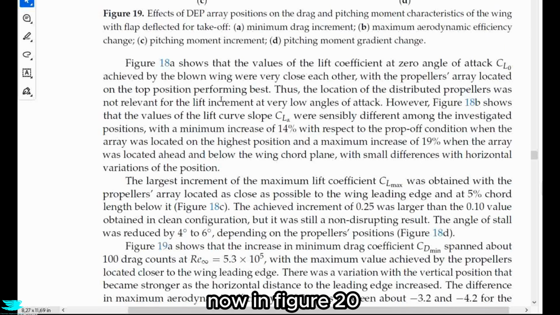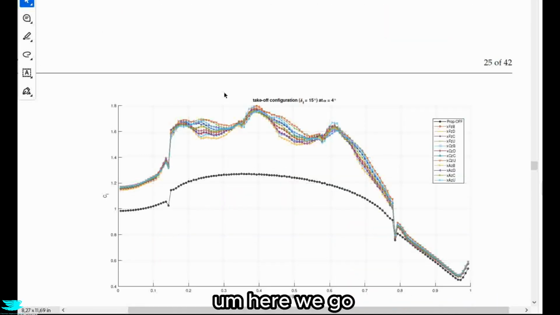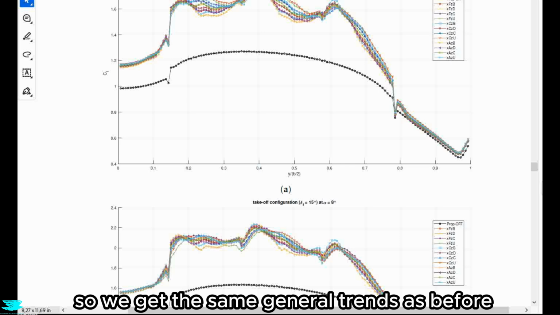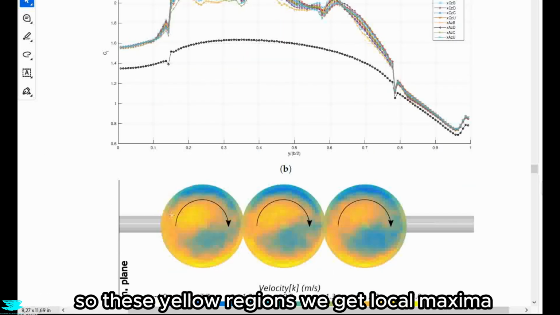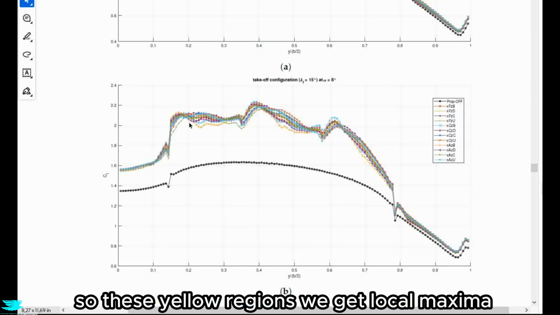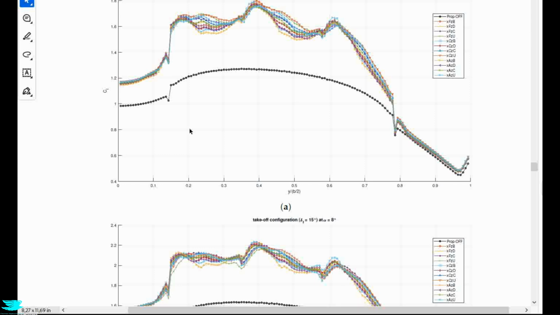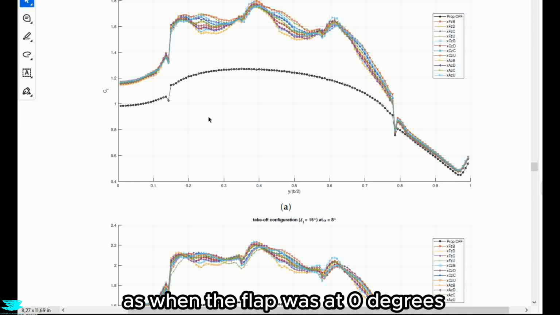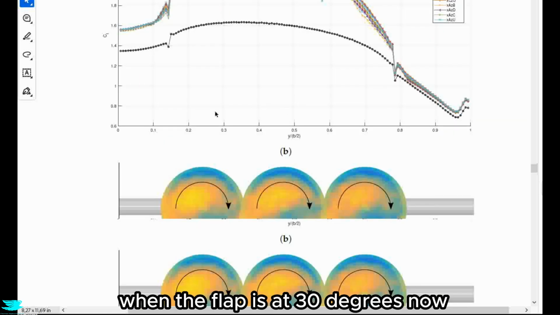Now in figure 20, we see the local lift coefficient production along the wing. So we get the same general trends as before, where in the regions where the flow is being upwashed, so these yellow regions, we get local maxima in those regions, and then when the flow is being downwashed, we get local minima. The rest of the trends are also the same as when the flap was at 0 degrees. So let's just jump to the other figures when the flap is at 30 degrees now.